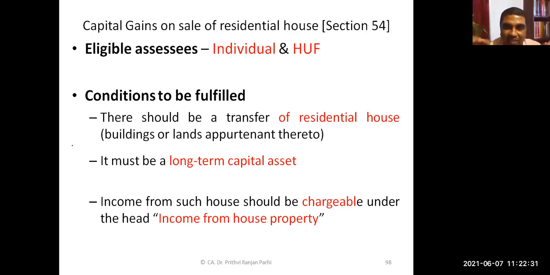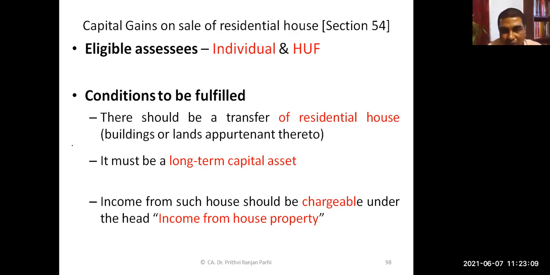But there are certain conditions which need to be complied with. First of all, there should be a transfer of a residential house, not a commercial house. House means buildings or land appurtenant thereto. If it's a residential house, only building or land appurtenant thereto, and it is used for residential purposes, that house should have been transferred. Second condition is that it must be a long-term capital asset. You already know what is long-term and what is short-term. It should have been a long-term capital asset. Then only it will be eligible for this exemption.